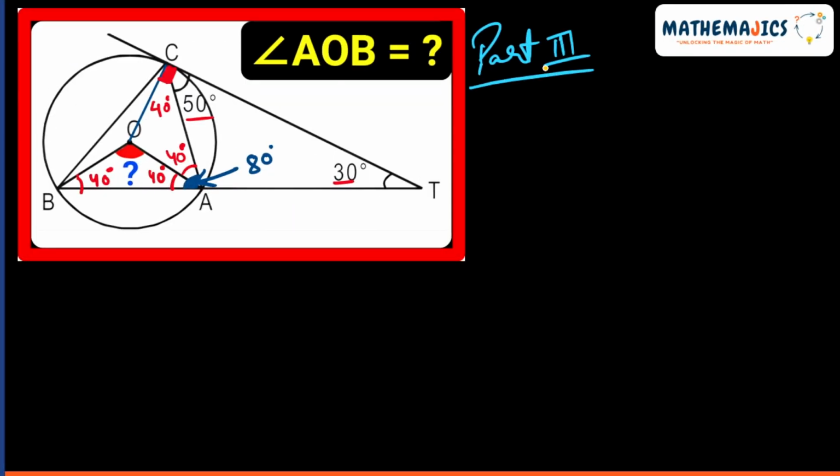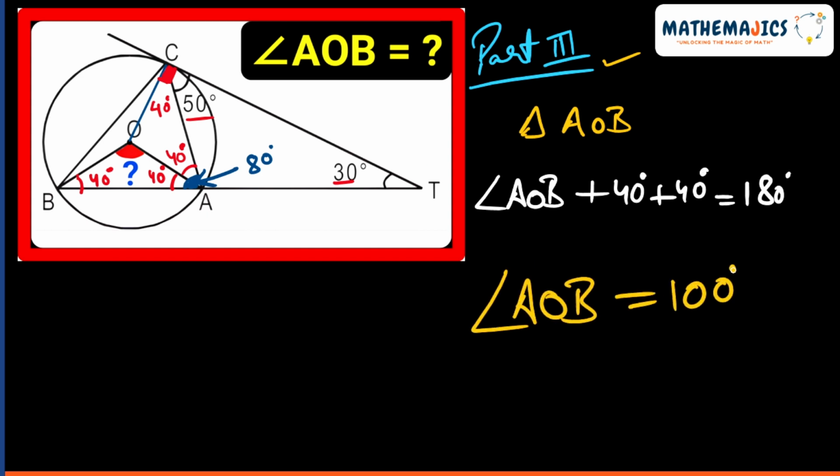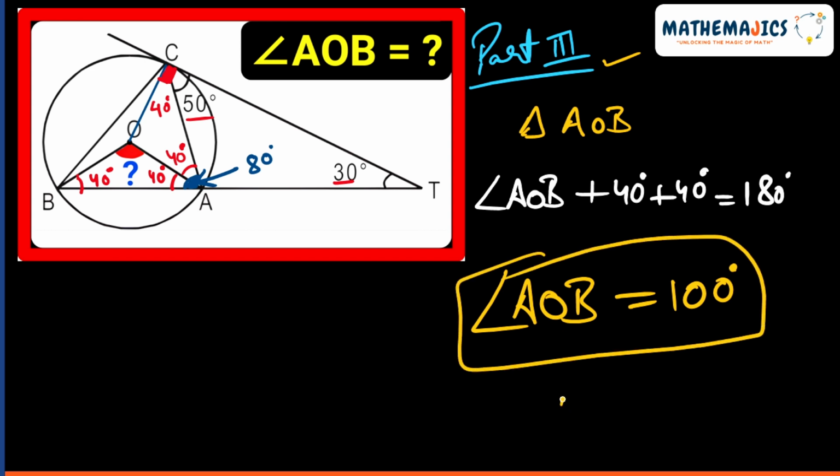So let's start with the final part of the solution, that is part 3. Look at triangle AOB. Now we have two angles in it. We can find the third angle. Angle AOB plus 40 degree plus 40 degree will give us 180 degree, because sum of three angles of a triangle is 180 degree. That means angle AOB will turn out to be 100 degree. This will be our final answer. Angle AOB is 100 degree.